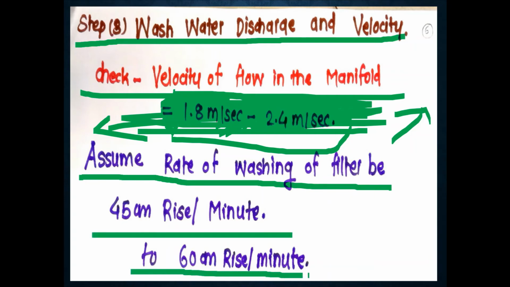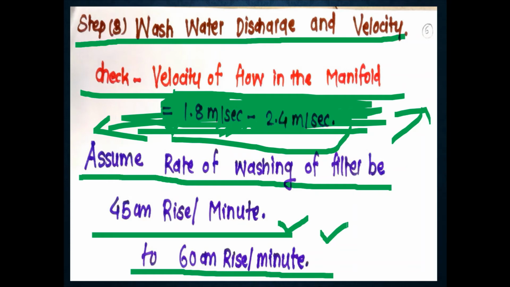per minute to 60 centimeter rise per minute. Okay, the rate of washing of filter should be within this corresponding range, 55 centimeter rise per minute to 60 centimeter rise per minute. This is required during back calculation of design of wash water troughs.